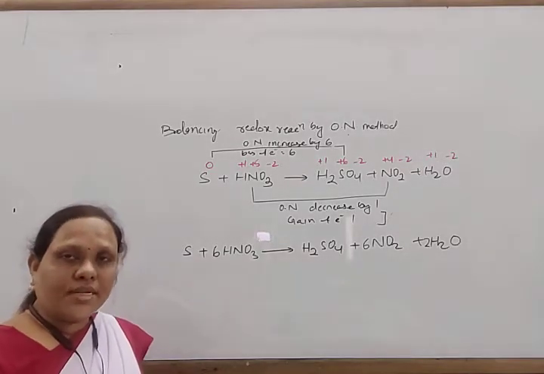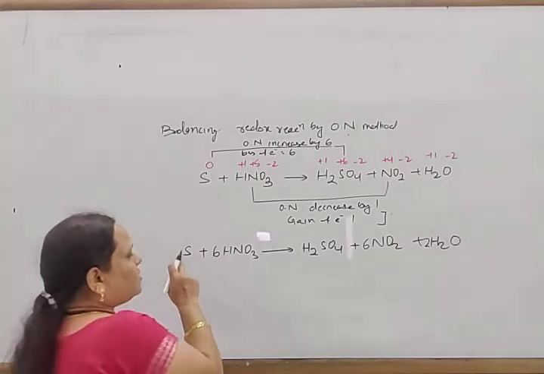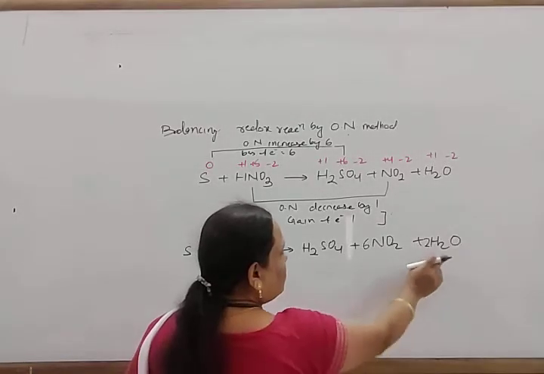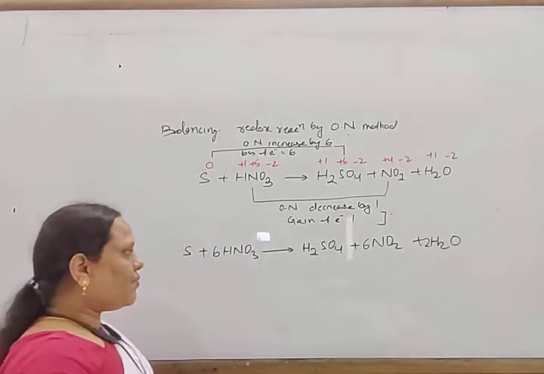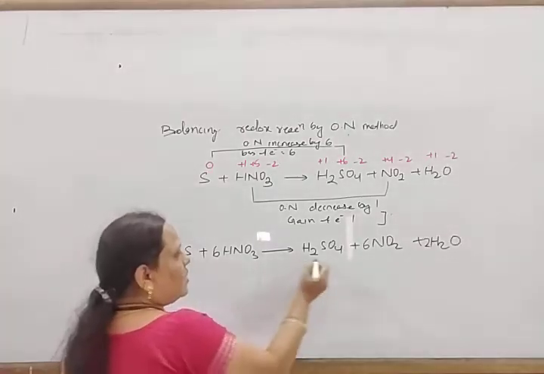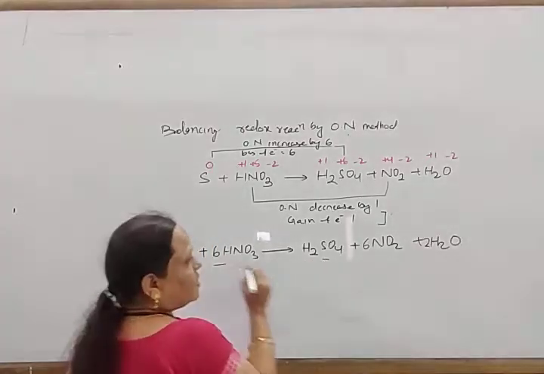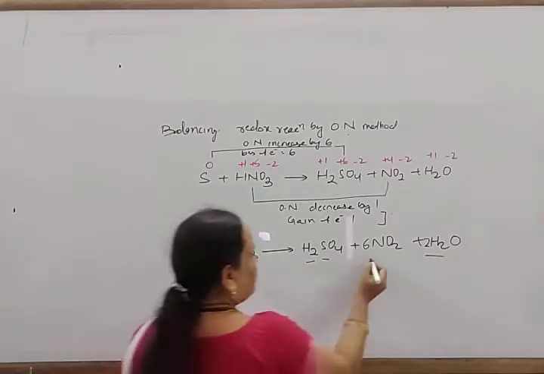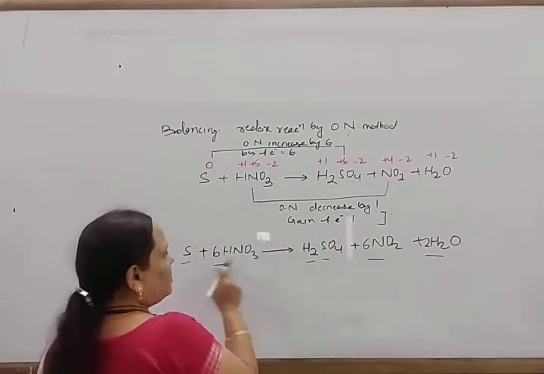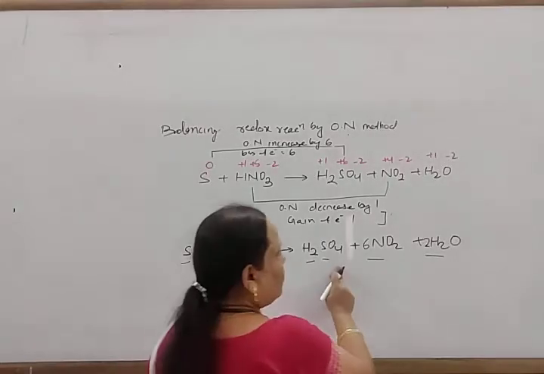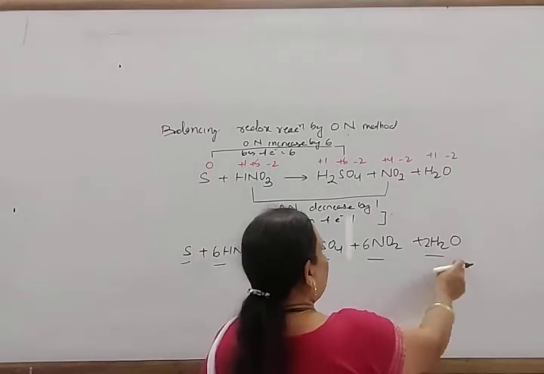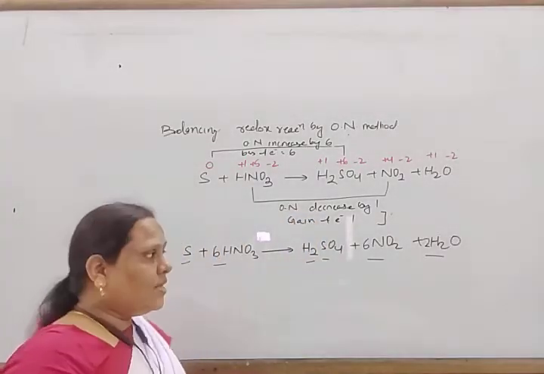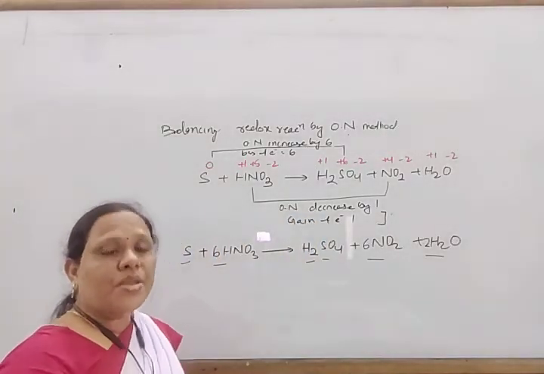Now this equation is balanced. 6S plus 6HNO3 gives H2SO4, 6NO2 plus 2H2O. Then look here: sulfur S, hydrogen total 6, so here 4 and 2, 6. Nitrogen 6, here nitrogen 6. And oxygen here 18, so here 4, here 12, here 2, that is also equal to 18. In this way, this equation is balanced.